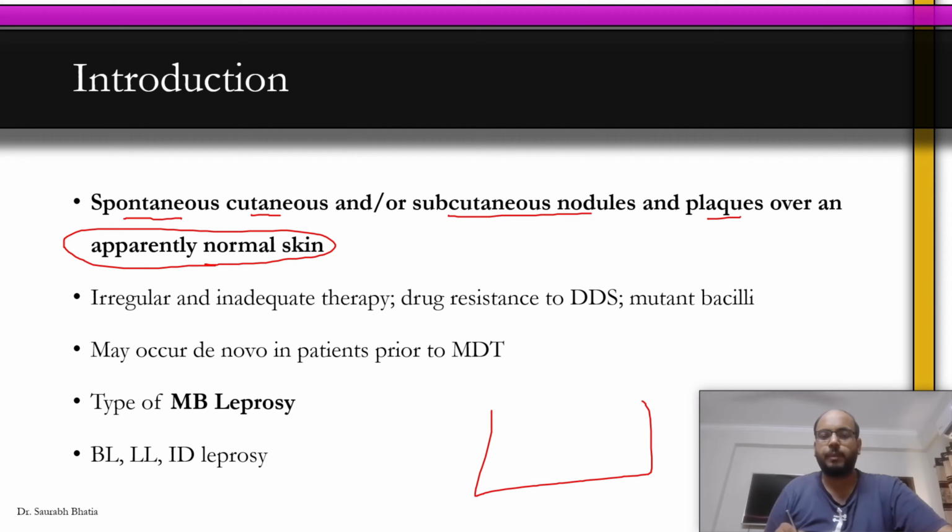So let's say if this is a patch of skin of the patient, you will see a nodule here, which is of histoid leprosy, while the background skin would appear normal, and you will have a histoid leprosy lesion here.